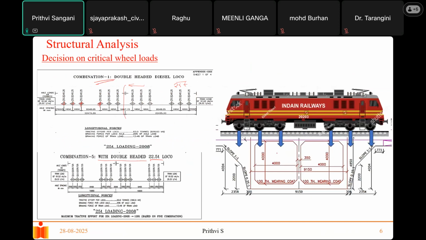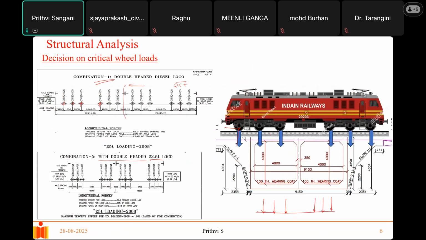This is my box culvert, and the train is going from this direction to this direction, and these are my loads. So I'll try to draw line loads. This can be simply shown in this way.